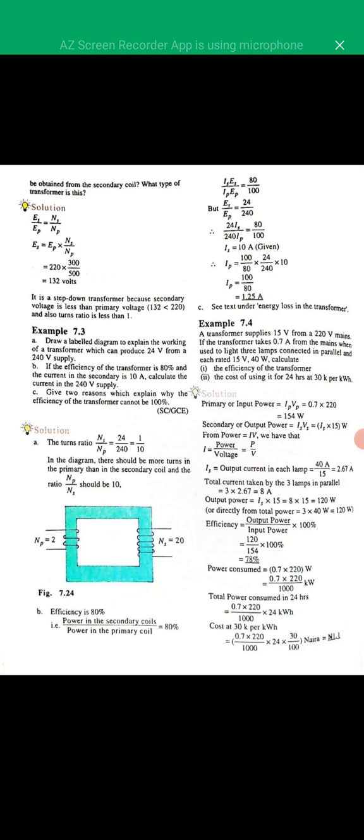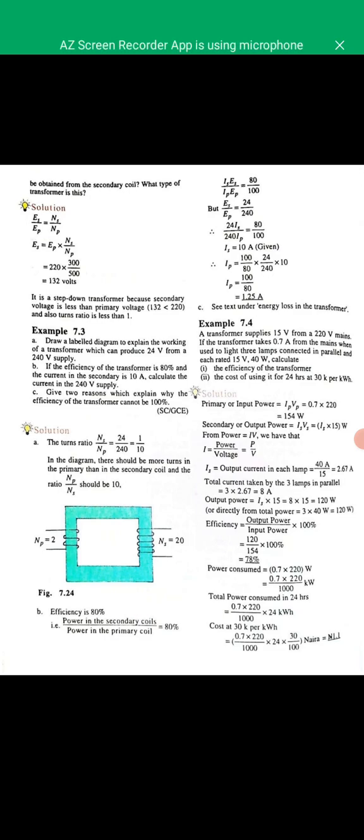So what the question is actually talking about is how we can step up the transformer. What is the condition needed? Or we should draw a step up transformer. Because to produce 24 from 240 volts is quite low, so the only option is to step up the transformer, and the only way we can do it is to increase the number of turns in the primary coil than in the secondary coil. We'll do that.